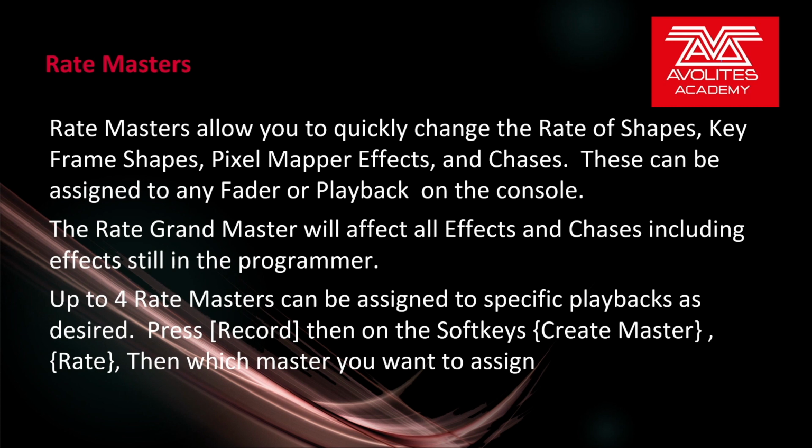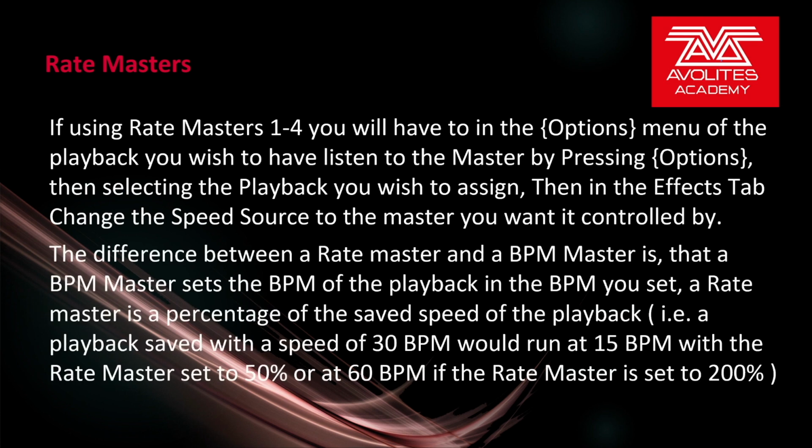Press record, then the softies, choose Create Master, Rate, and then which master you want to assign. If using Rate Masters 1 through 4, from the Options menu, select the playback you wish to have listen to the master. Press Options, select the playback you wish to assign, and in the Effects tab, change the speed source to the master you want it to be controlled by.